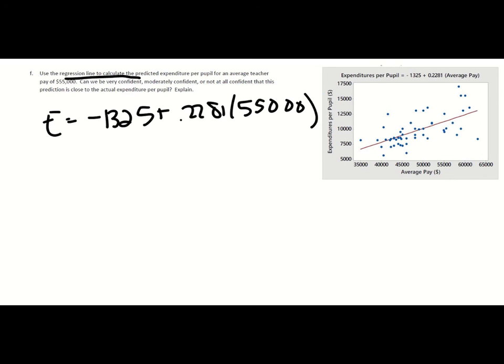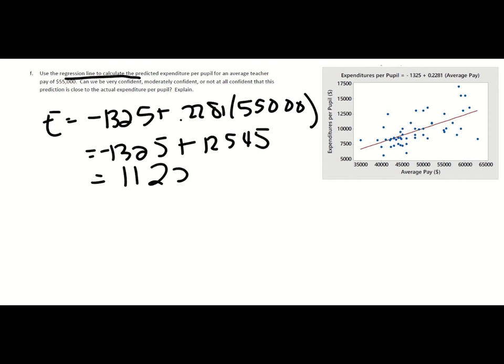Okay, so this one actually says to use the regression line to calculate the expenditure for 55,000. So I'm actually going to use the equation. My expenditure is going to be negative 1325 plus 0.2281 times 55,000. When I do that, I get negative 1325 plus 12,545, which gives me about 11,220.50. And it says, can we be very confident, moderately confident, or not confident at all that this prediction is close to the average expenditure?